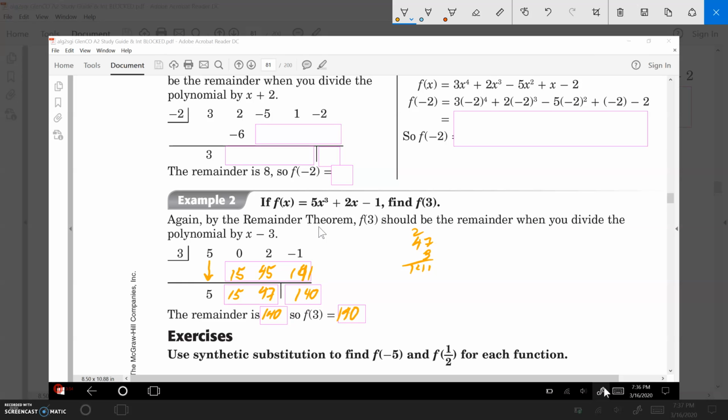Now, one thing to add: if this is a cubic function, that means if our x is 3, our y is 140. So this is just a coordinate point, (3, 140). Alright.